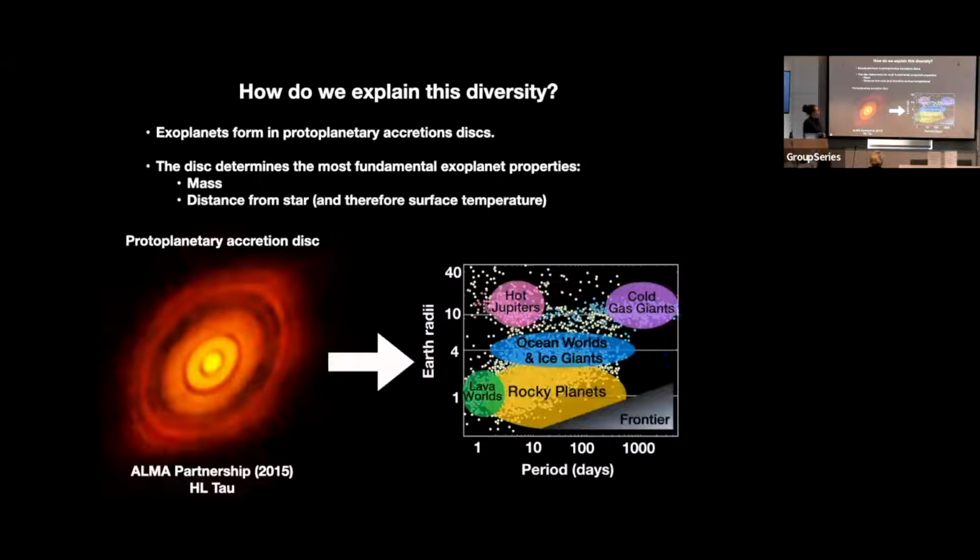So exoplanets form in protoplanetary accretion disks. This is important because the disk, the birth environment, sets the two most fundamental parameters of the planets: the mass and the distance from the star. The mass determines whether the planet will be small and rocky, like Earth, or large and gaseous, like Jupiter. The distance from the star decides the surface temperature.